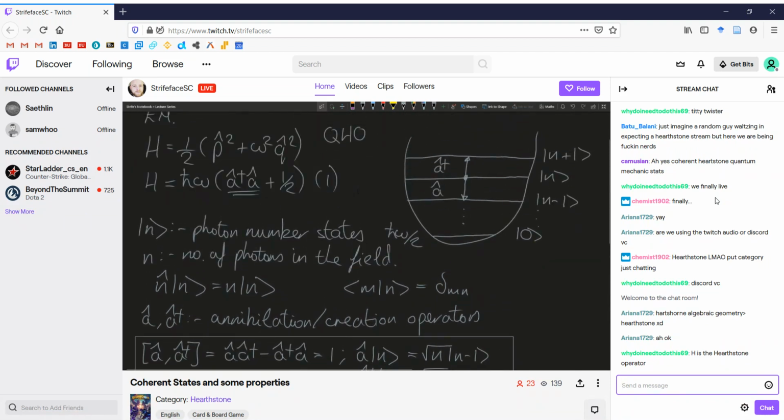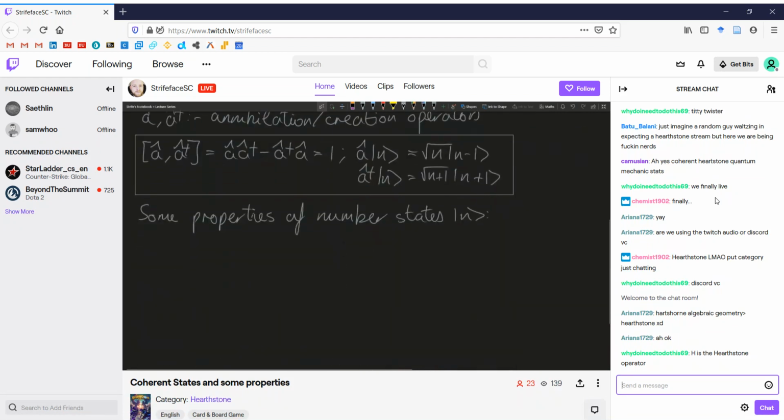N is the number operator, such that the number operator acting on the nth state pulls out the eigenvalue n. I should have said that earlier on, but it's there now. So we're going to look at the expectation value of the number operator in the number state basis. To do that, we just use Dirac notation. We take the sandwich of bra n with the number operator in ket n.